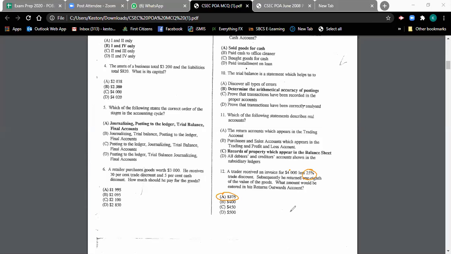25% off for this would take us to 3,000, and then he's returning 1/8 of this. From the time we start to do this, we know we're going to get 3, and you have 6 remaining here, that's 7, and you don't have to work it out.